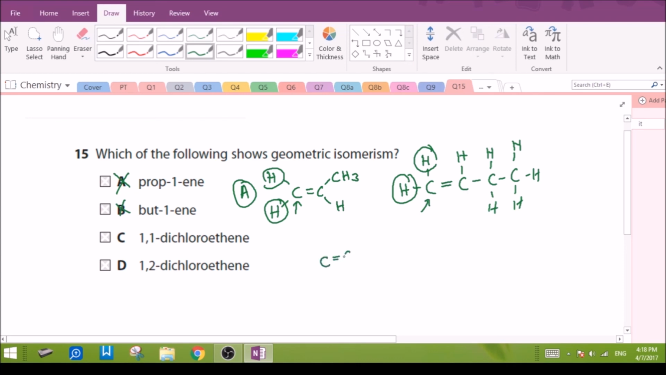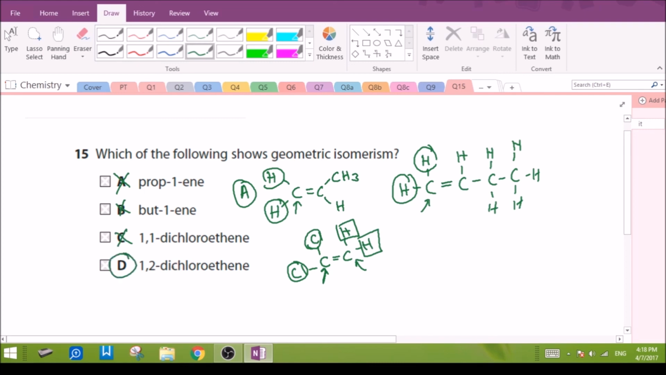Dichloroethene. So this is ethene. 1,1 means one of the chlorines is located at carbon number 1, and the other chlorine is also located at the same carbon number 1. Again, this carbon has 2 identical groups, and for that matter, this carbon also has 2 identical groups. So there's no way this will have geometric isomers. So our option is D.